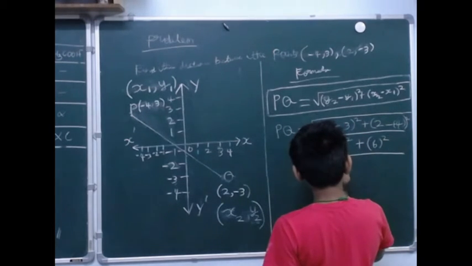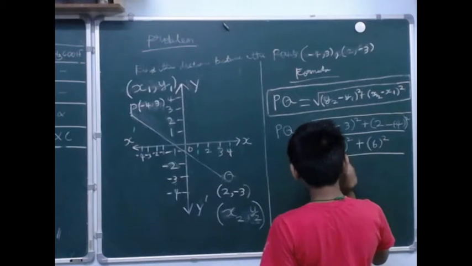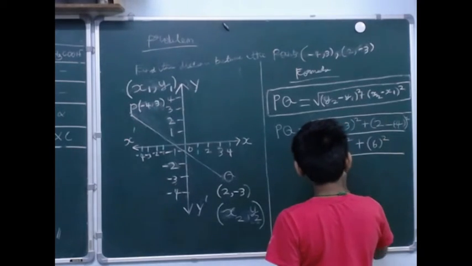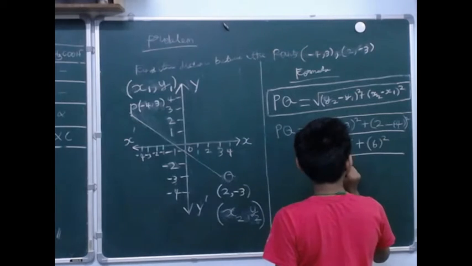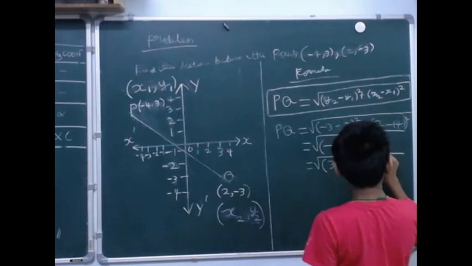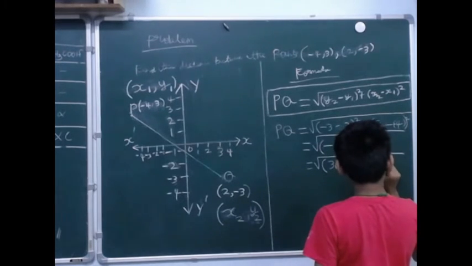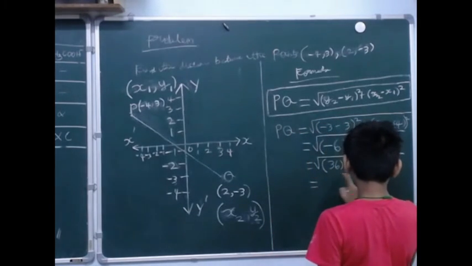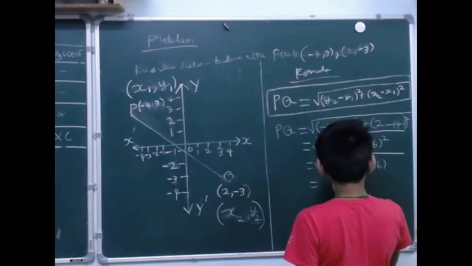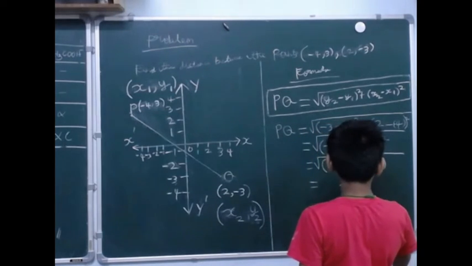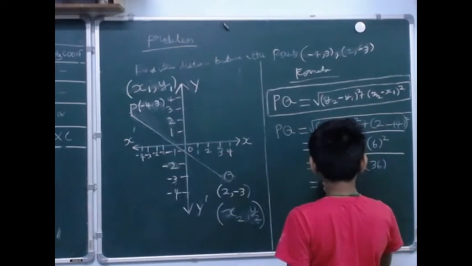minus 6 into minus 6 is plus 36. We should not put square because you already multiplied. Plus again 6 into 6, 36. After putting 36, we add to this 36. 6 plus 6, 12, 2 carry 1, 3 plus 3, 6, 6 plus 1, 7. That is 72.